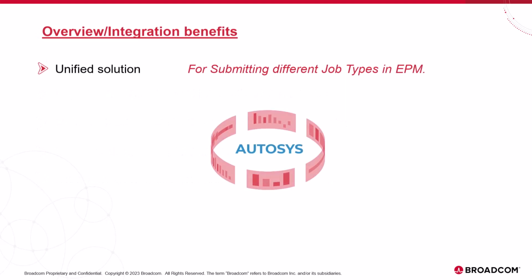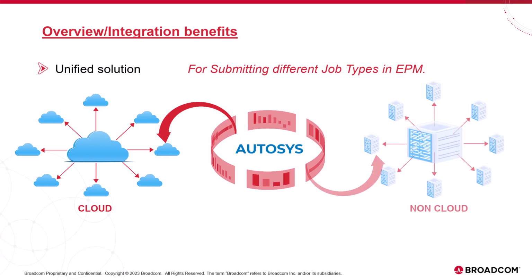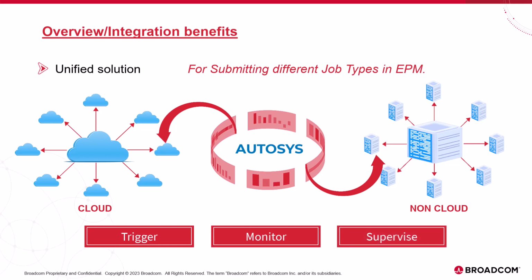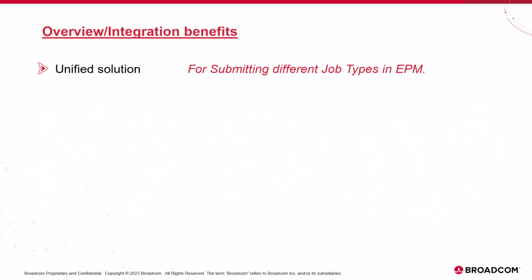AutoSys plays a central role in orchestrating operations across multiple environments, including the cloud. AutoSys synchronizes these processes with other non-cloud operations. By integrating Oracle EPM, we can configure process automation centrally in AutoSys and then trigger, monitor, and supervise everything in one place. Oracle EPM processes can then be synchronized with all other environments routinely supported by AutoSys, like applications and databases. Oracle EPM's role is reduced to submit the jobs.